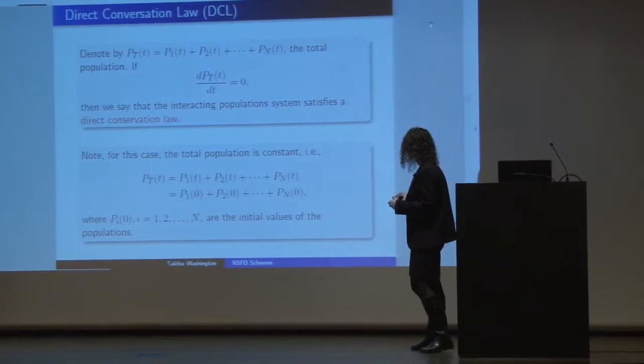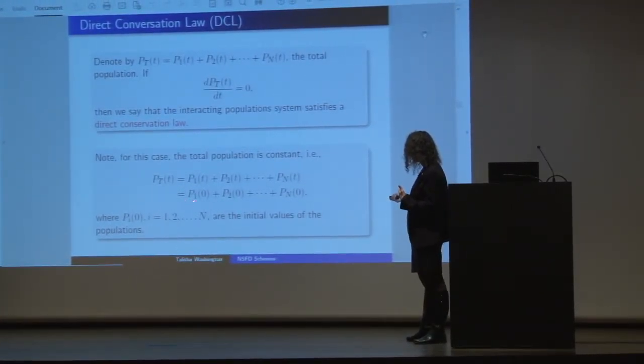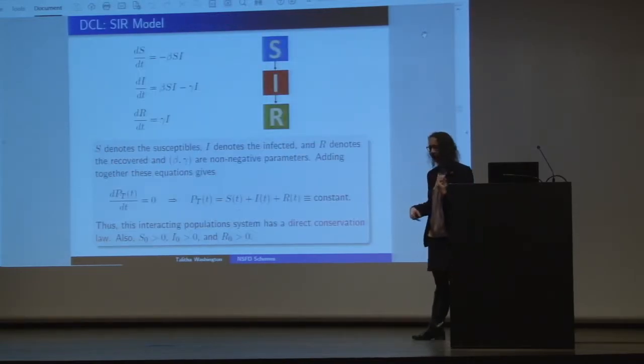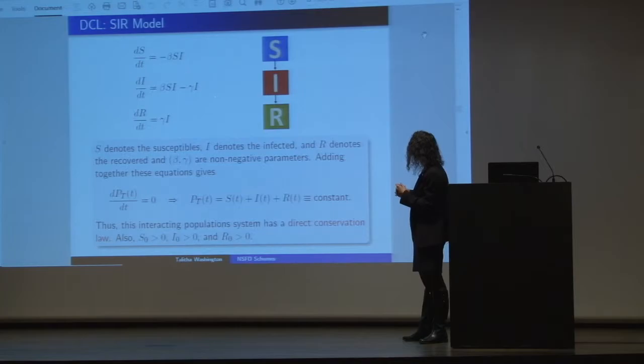So in this case, the total population is constant, and here these are the initial values of the population. Can we discretize this and conserve this law? So here's an SIR model where we can think about a direct conservation law. This is called the SIR model.